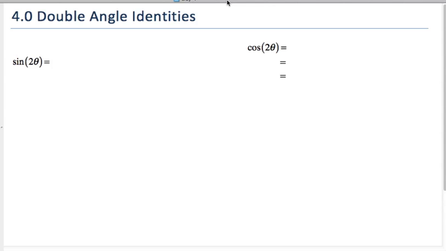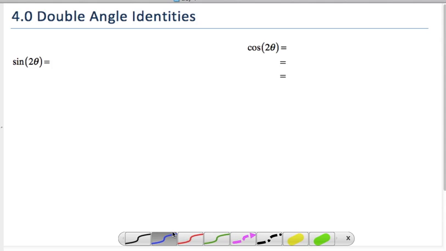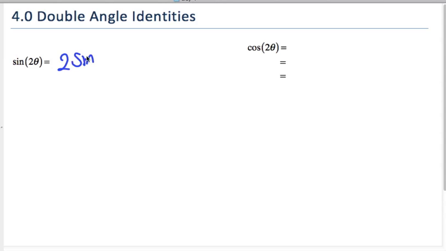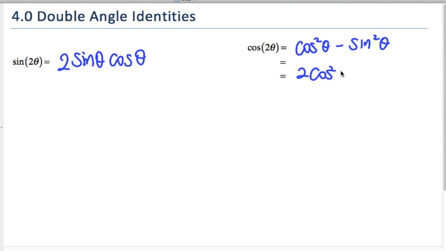All right, everybody, this is day 4 podcast, and if you look at your formula chart, you're going to see these two identities. Sine of 2 theta is equal to 2 times sine theta cosine theta. And for cosine 2 theta, you have 3 options. You have cosine squared minus sine squared, you have 2 cosine squared theta minus 1, and you have 1 minus 2 sine squared theta.